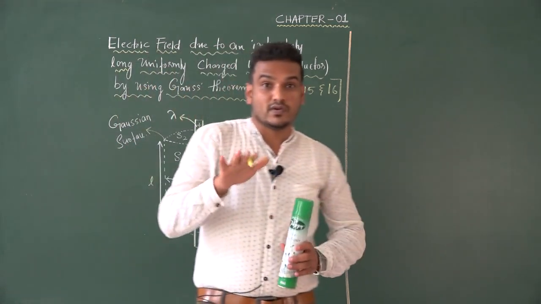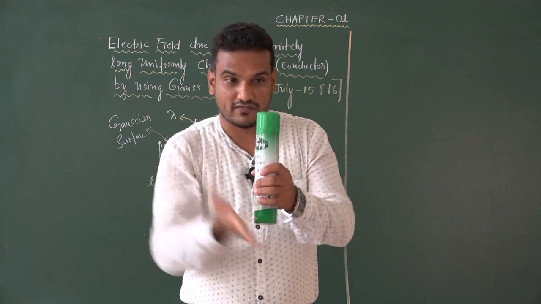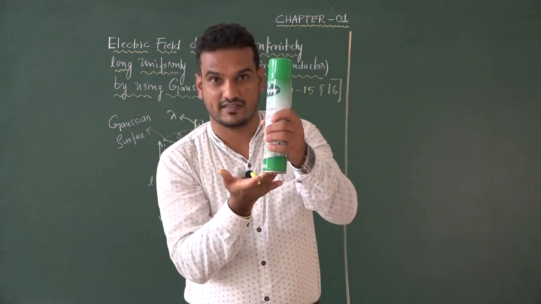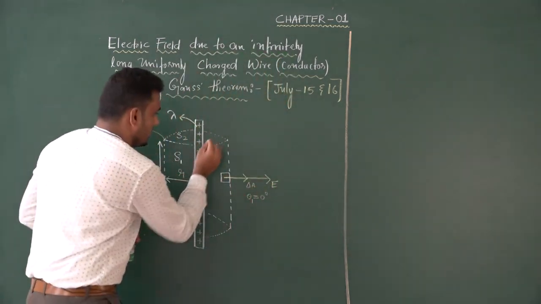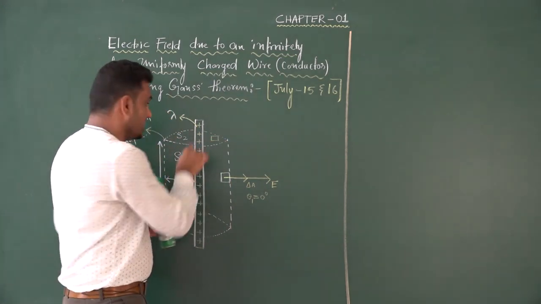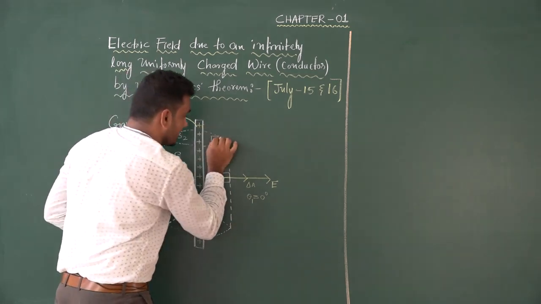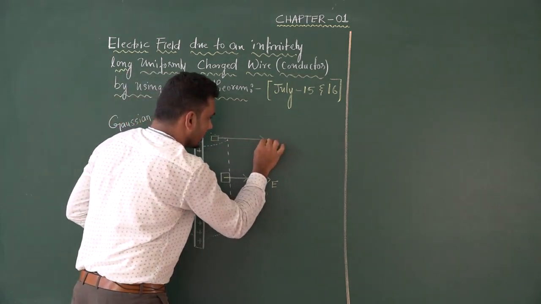Similarly, I am going to consider two more area elements on two flat circular surfaces. So in this surface, in this surface, here one more area element I am going to consider. Even here, the electric field is normal to the surface of a charged conductor. So the direction of electric field.